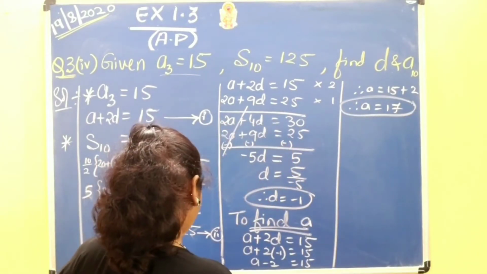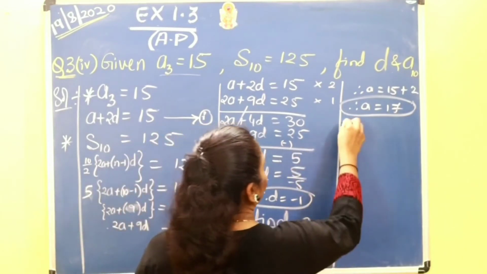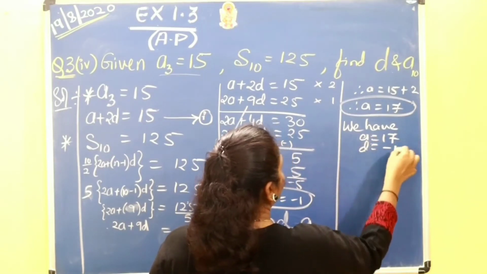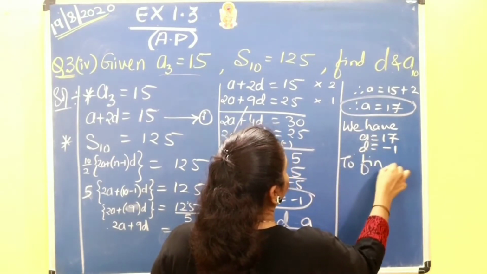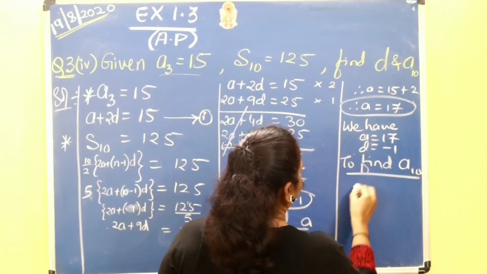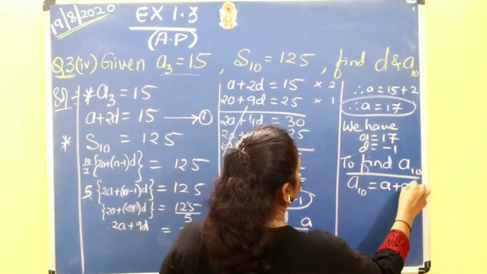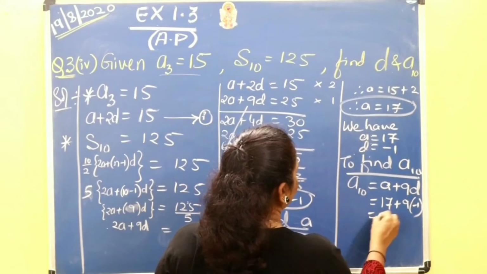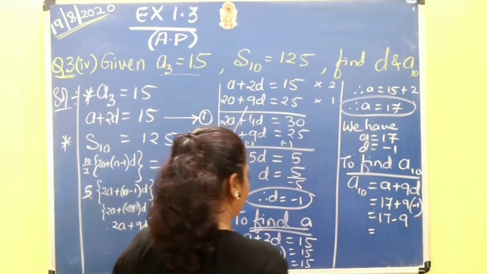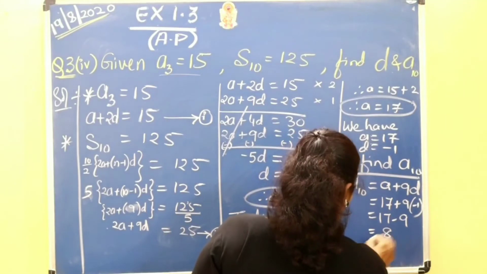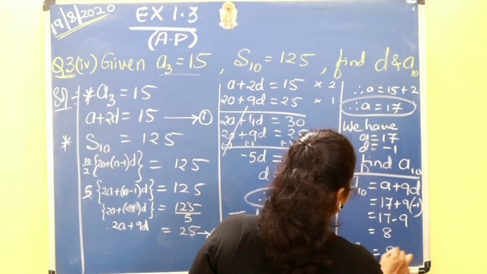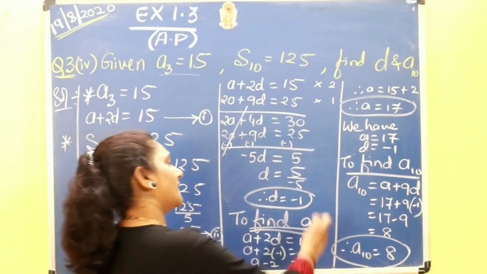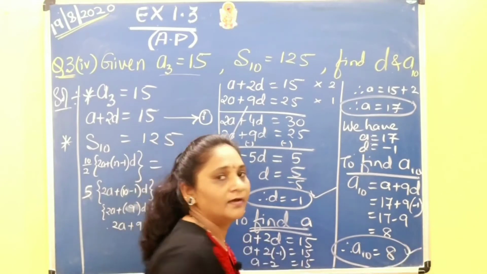You got a is equal to 17 and d is equal to minus 1. To find a10, what do you do? A10 is equal to a plus 9d. Your a is 17, 17 plus 9 into minus 1. 17 minus 9 will give you 8. Therefore, a10 is equal to 8. They have asked you to find out d and a10. So your d is minus 1 and you have a10 as 8.